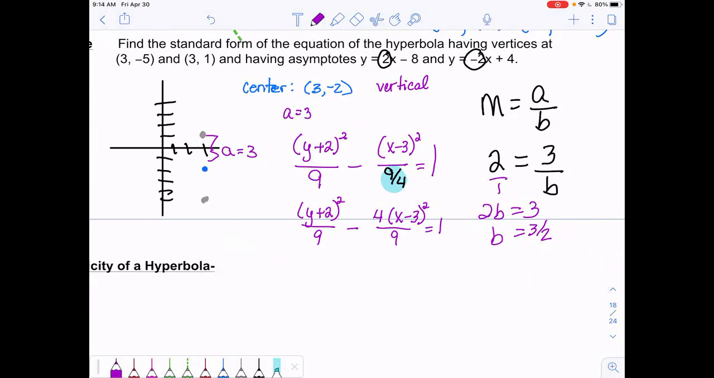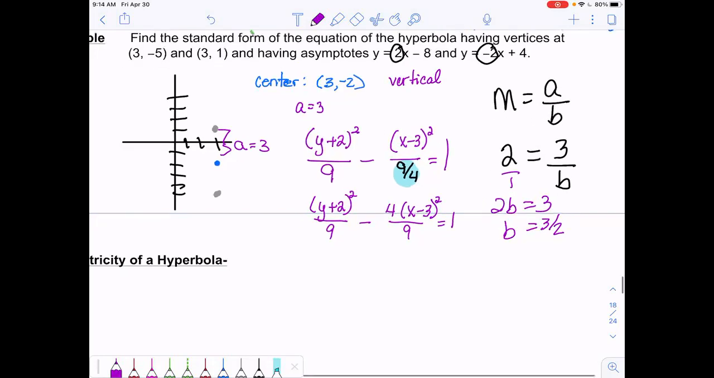So again, the asymptote slope represents either A over B if it's vertical, or B over A if it's horizontal. But look at your graph and think, like, what is your rise? In this case, the rise is 3. So that means I know A, we don't know the B value. Any questions?